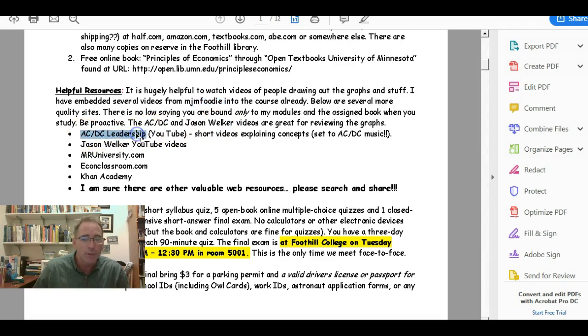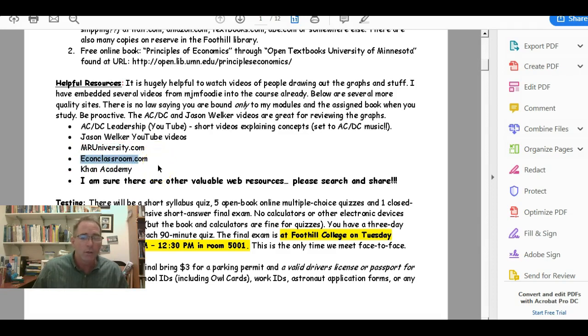But there's, again, other sources. AC/DC Leadership YouTube videos are excellent for going right to the point and covering like a graph. Jason Welker YouTube videos are also excellent for graphs in particular. MR University, Marginal Revolution University.com has some excellent graphs. Econ Classroom, and on and on. So you probably can find other sources too.